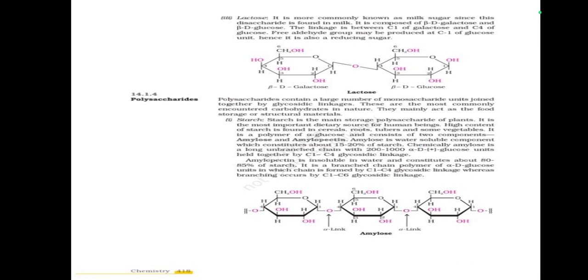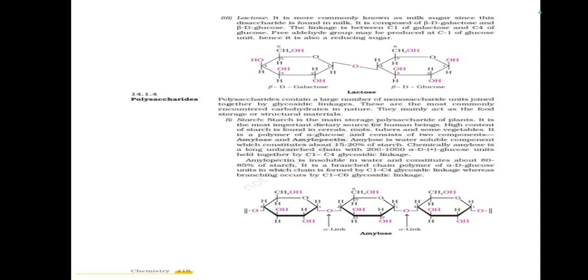Lactose is more commonly known as milk sugar. Since this disaccharide is found in milk, it is composed of beta-D-galactose and beta-D-glucose. The linkage is between C1 of galactose and C4 of glucose. A free aldehyde group may be produced at C1 of the glucose unit, hence it is also a reducing sugar. Lactose.